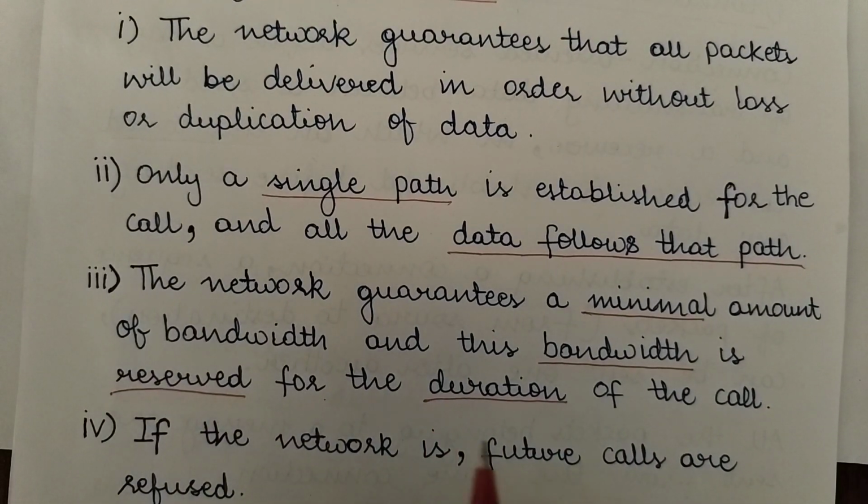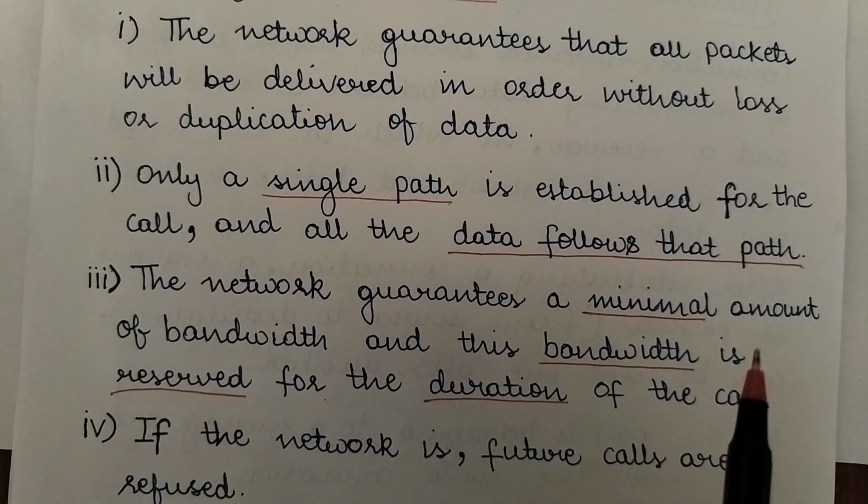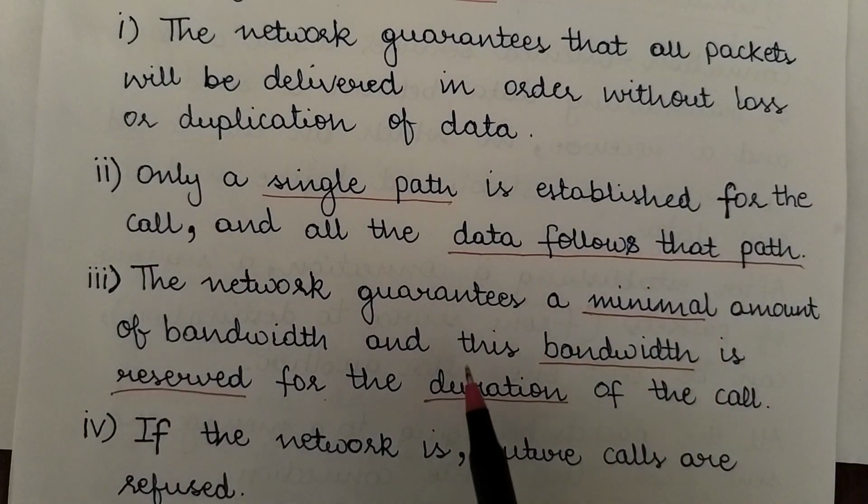Now the network guarantees a minimal amount of bandwidth, and this bandwidth is reserved for the duration of the call. One more good thing about this is that the network guarantees that it will use a minimal amount of bandwidth. Bandwidth is a resource which is required by all the parties interested in communication. So if the communication of one sender and receiver uses a minimal amount of bandwidth, the rest of the senders and receivers can also use some portion of the bandwidth, and this bandwidth is then reserved for the duration of that call.